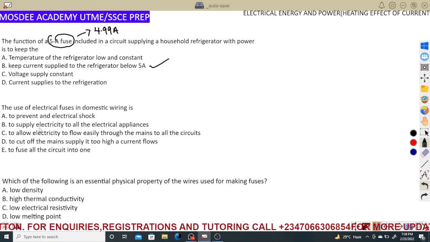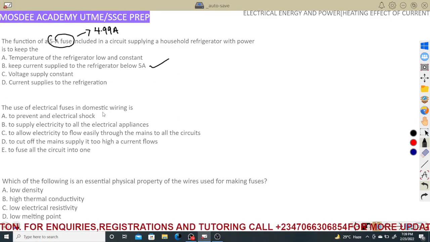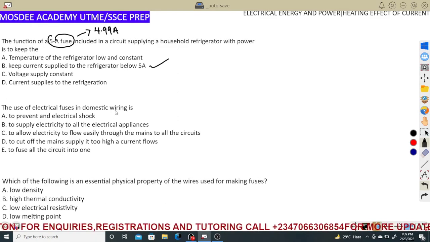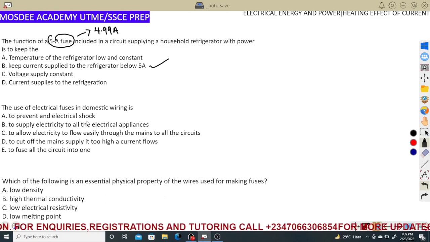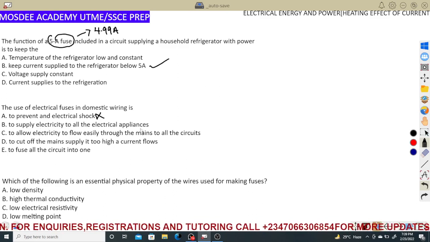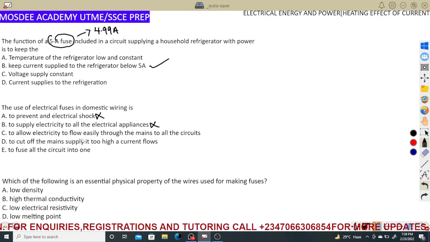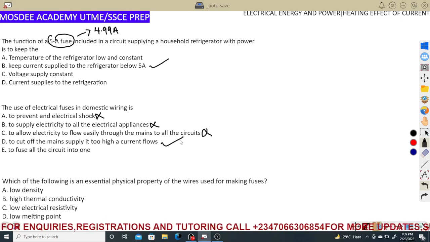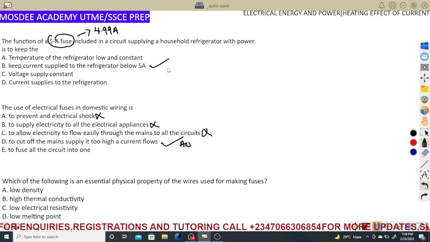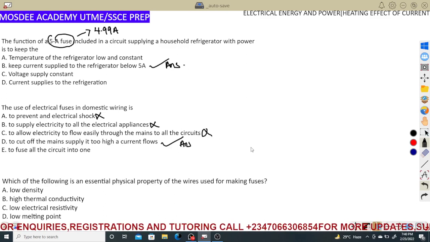It's a simple question. Next one says, the use of an electrical fuse. Most of the academy team are trying to make sure you understand the concept well, which is good. Now, it does not prevent electric shock. It does not allow electricity to flow, to cut out. You can see this is the answer. We've talked about it. Same concept, same teacher, same methodology.